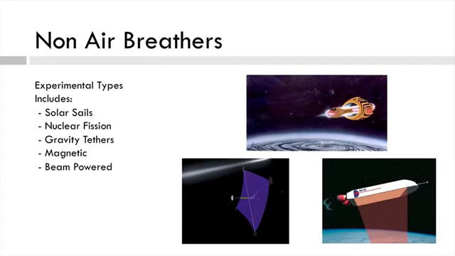So the non-air breathers, the experimental types. Solar sails, nuclear fission, gravity tethers, magnetic, beam powered. So we've got a solar sail here, magnetic, beam powered. They might all sound a bit sketchy, a bit like science fiction, but they've been used in various experimental crafts for the last few years. There's still a lot of ongoing research into them.